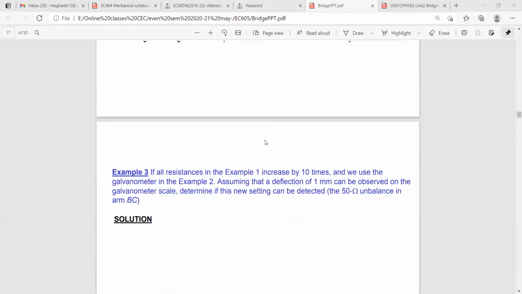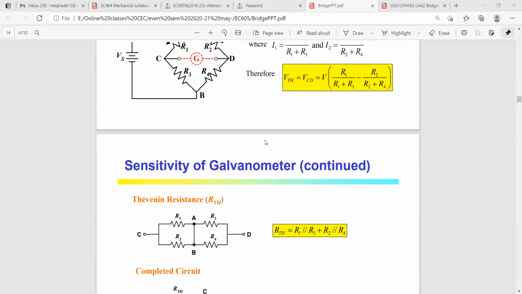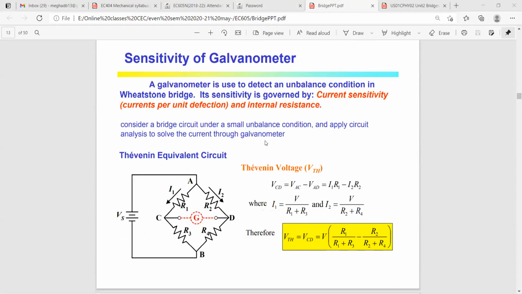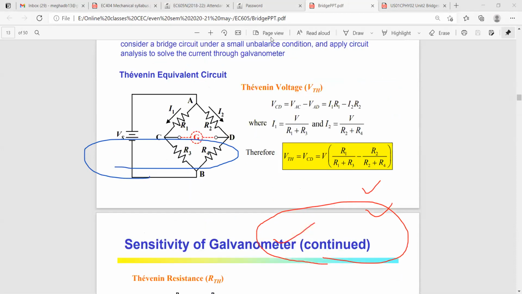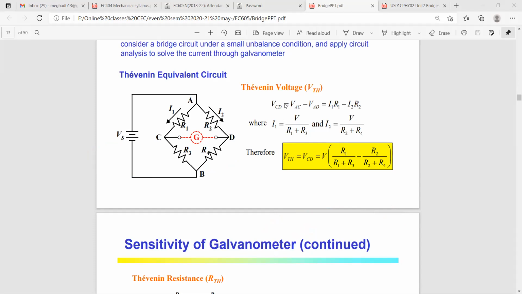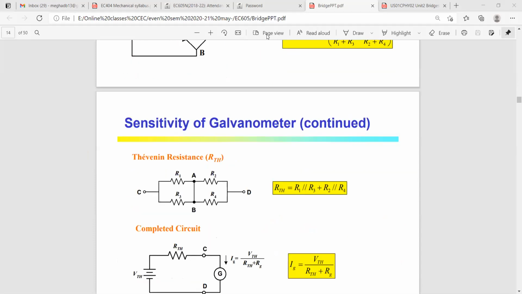What I discussed yesterday in my previous class was the sensitivity of a galvanometer using a Wheatstone bridge. Here you can see an application of the Thevenin equivalent circuit. I have also discussed the specific formulas for the Thevenin equivalent circuit. In this topic, first you find VTH, then RTH, then IG. The RTH formula is this.